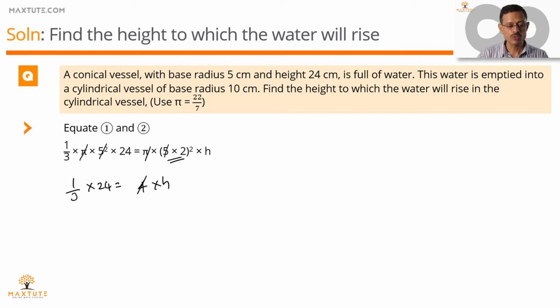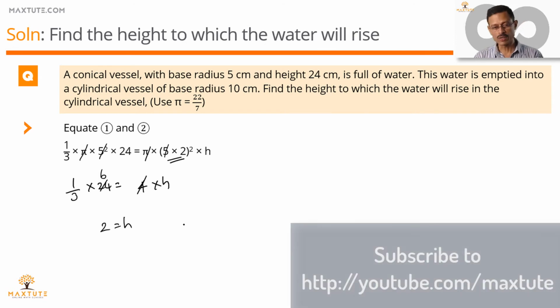Divide both sides by 4. So we'll get a 6 on the left hand side for 24 divided by 4. 6/3 is 2, so the height to which water has risen is equal to 2 centimeters.